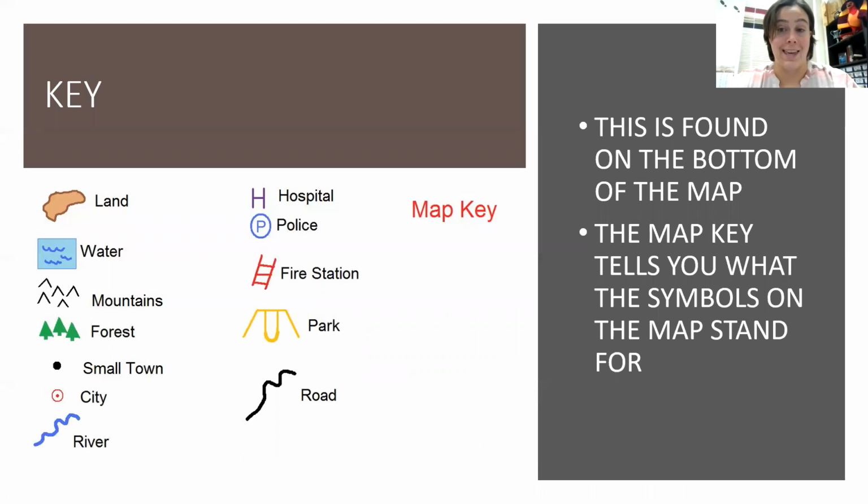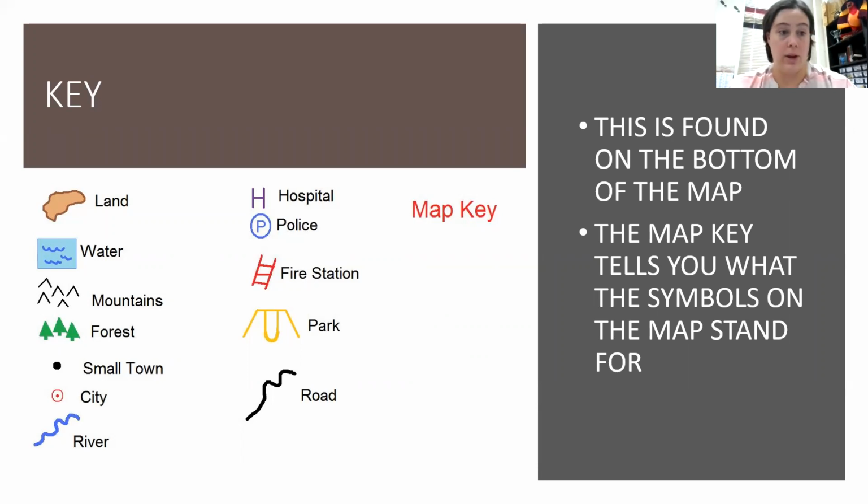All right, the key. The key is found on the bottom of every map that you're going to see. And what the key does, the map key tells you what the symbols on the map stand for. So every type of map is different, and they have different types of pictures or symbols that will tell you what those actually mean. So with the picture in front of you, it gives you a drawing and the label so that you know what picture goes with what label.